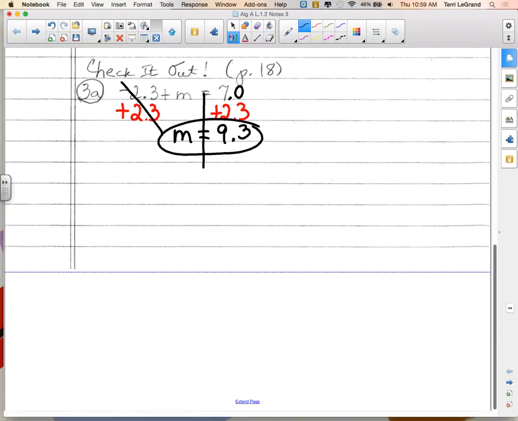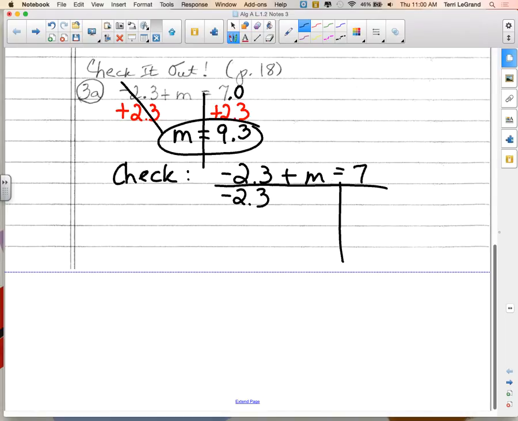Okay, now what do we do? Check problem. Okay, let's do our check problem. When we do a check problem, we write the equation down as it started. Remember, that's how we check. We write down the equation, we underline it. Coming down from the equal sign, we put a vertical line. And in the first step, we are actually substituting. So we're not solving anymore. We've already solved this. We're just checking our solution. So we're going to substitute in our 9 and 3/10 for that m.